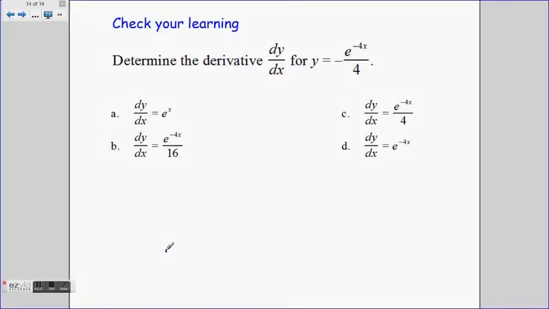Finally, let's check our learning, and that will conclude today. Determine the derivative dy by dx for y equal to negative e to the negative 4x over 4. Make your choice now. And the answer is D.